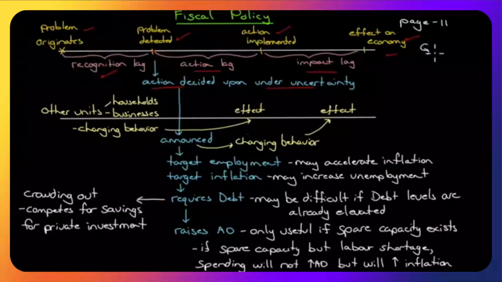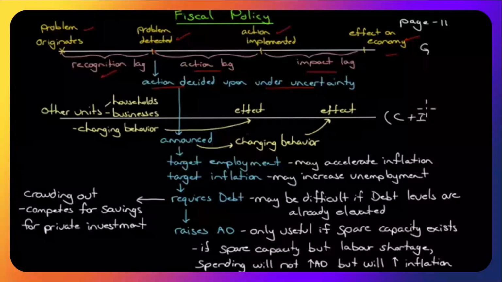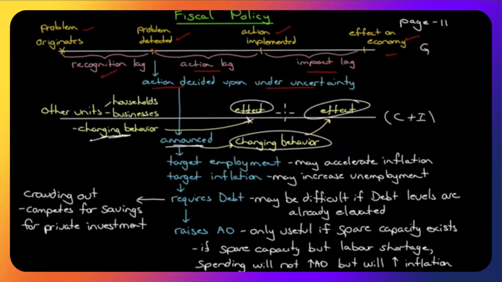This is G. Down here we have C plus I. We have our households and our businesses, other units. Well, they're going to see that there is a problem as well. Maybe they recognize it sooner than the government does, and they start changing behavior. Once they start changing behavior, it may have an effect somewhere down here. When the government announces that we're going to do something, this announcement will also change behavior and have some effect here.